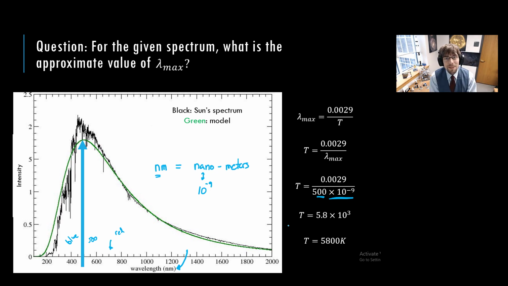Now we have the surface temperature of the sun. Yeah, good. Okay, I think I'll leave it there for right now. But keep up the good work. Keep thinking about Wien's law. And of course, if you need some extra practice problems, just let me know and we'll try to get something together.